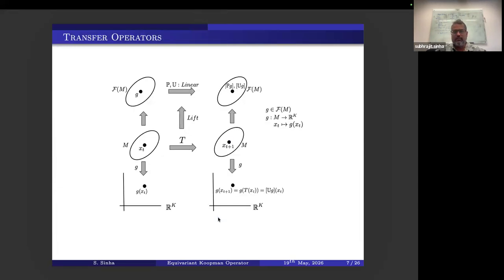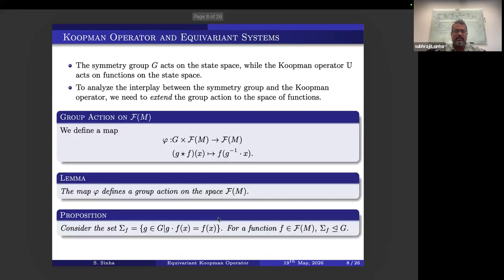I think you all know this. What do we mean by Koopman? I don't want to go over this because I guess every one of you knows this. So now what do we have? We have an action of a group on the state space. But our goal is to see how the Koopman operator interacts with this group action. To do that, we have to extend this group action from the state space to the space of functions.